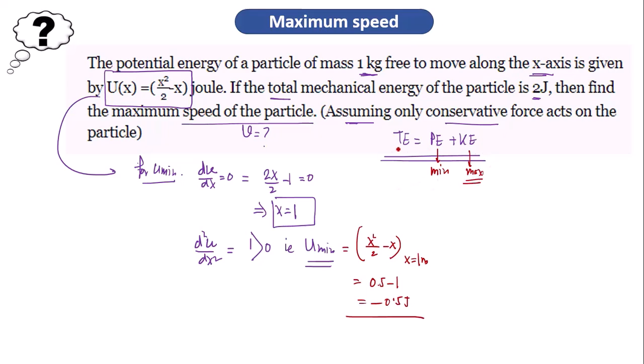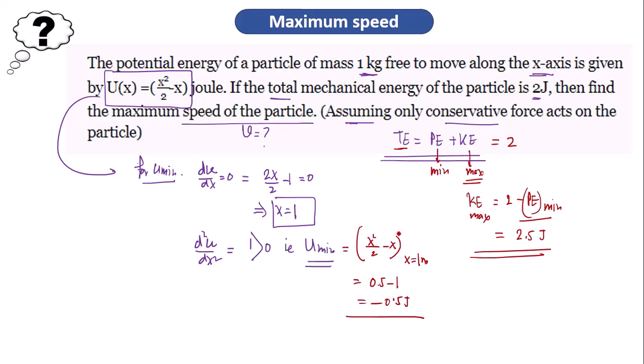So the total energy remains fixed. So total energy is equal to 2. So can I say kinetic energy is equal to 2 minus the minimum potential energy? Now I got the value of minimum potential energy as 0.5 with a negative sign. So this number should be 2.5 joule, the maximum kinetic energy. So this number becomes the maximum value of kinetic energy.